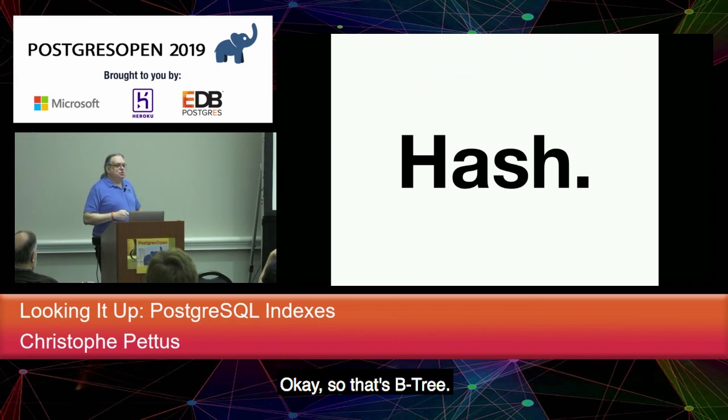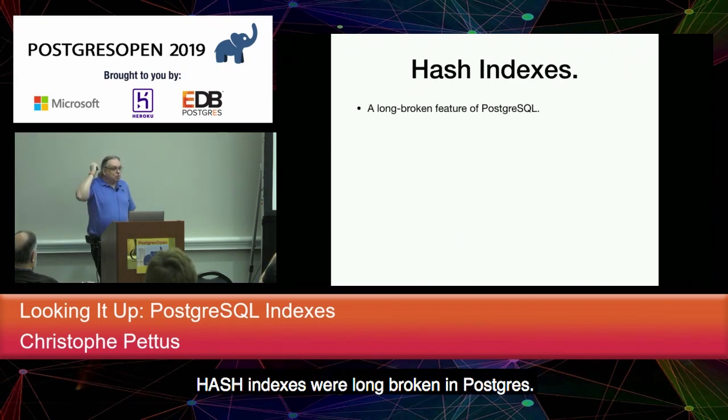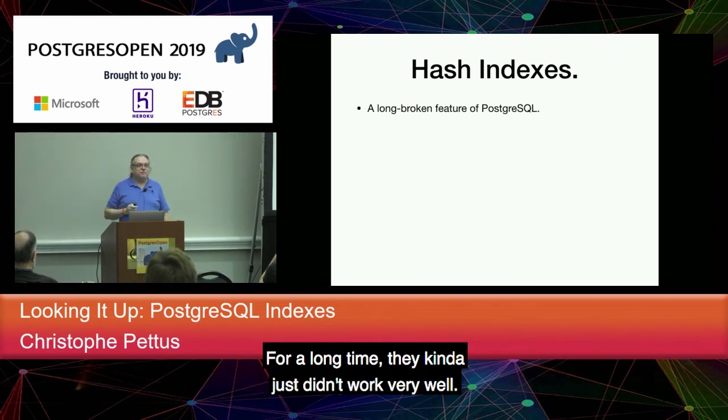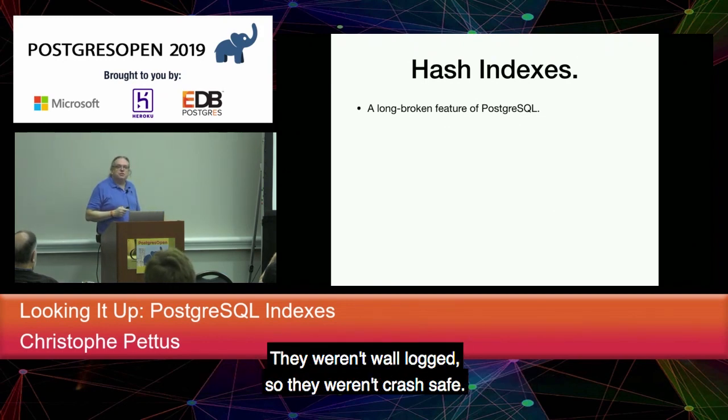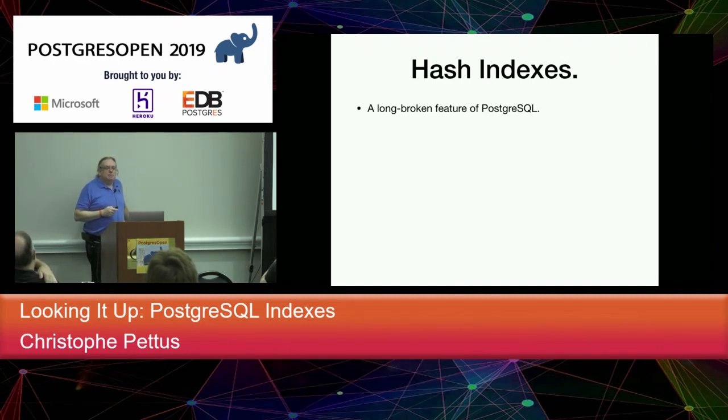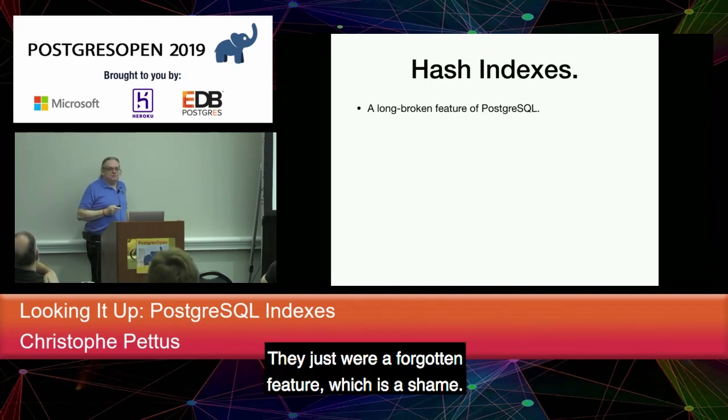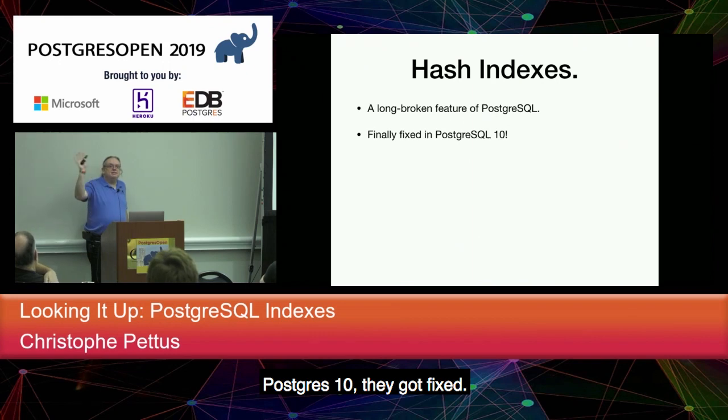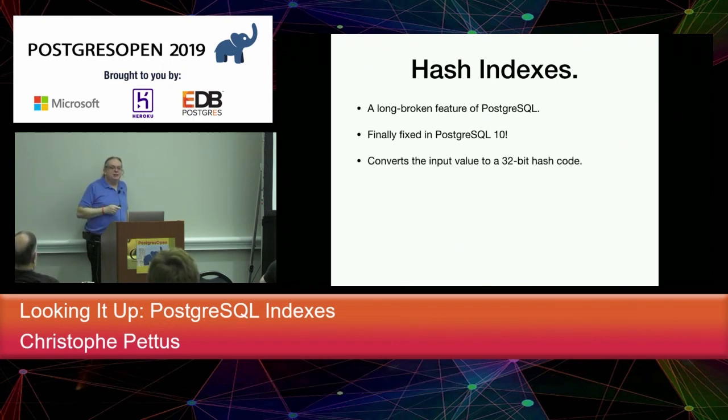Okay, so that's B-tree. Save that and we'll go on to hash. Hash indexes were long broken in Postgres. For a long time, they kind of just didn't work very well. They weren't WAL logged, so they weren't crash safe. They were a forgotten feature, which is a shame. In Postgres 10, they got fixed. They work just fine now.